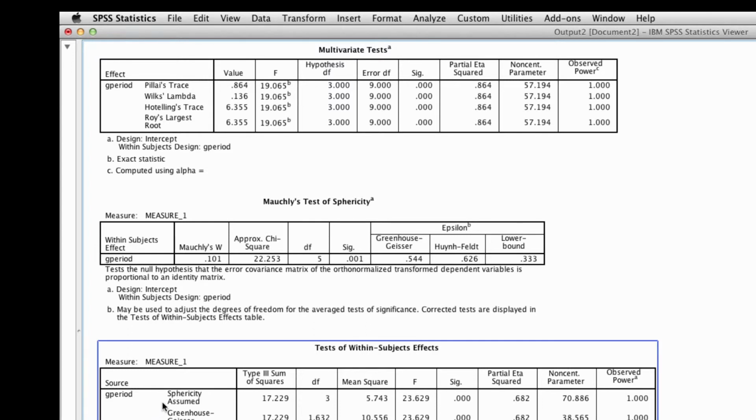And in this case, if Mauchly's test was not significant, we would just read the sphericity assumed line. But since it is significant, we can go down to this second line, read the Greenhouse-Geisser correction, and so this particular calculation allows us to be confident that we're not making a type 1 error when we say there's a significant decrease in mean absentee rates across those 4 grading periods.